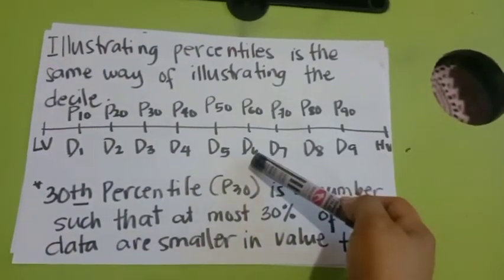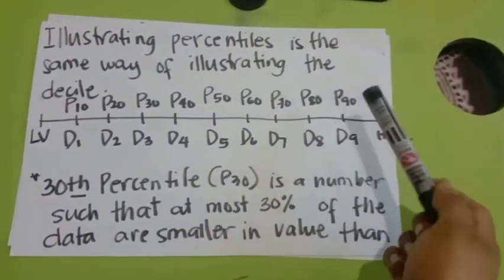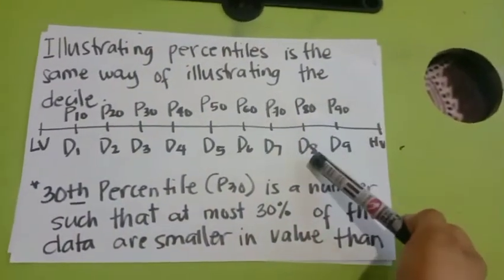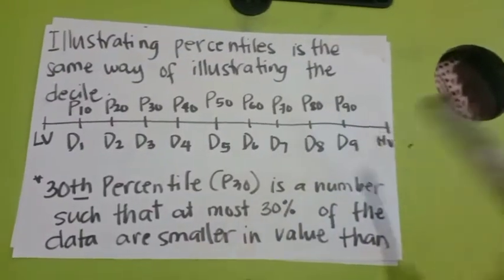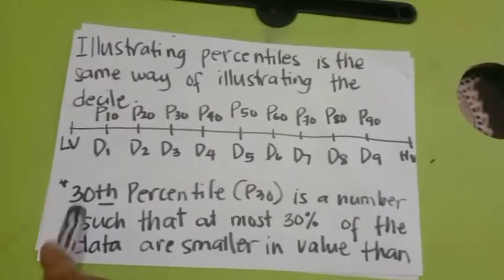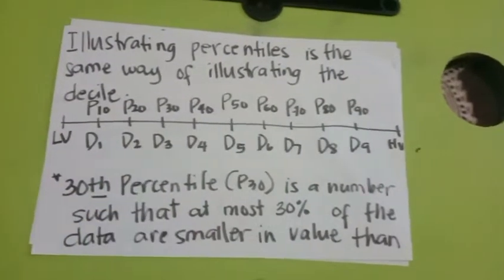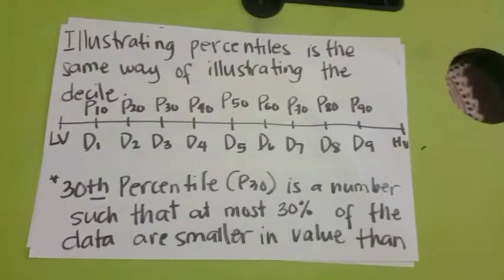P60, katumbas niya is D6. P70, katumbas niya is D7. P80, katumbas niya is D8. P90, katumbas niya is D9. So, let's say for example, the 30th percentile. 30th percentile, kapareho niya is yung 3rd decile. So, ano bang ibig sabihin ng 30th percentile?